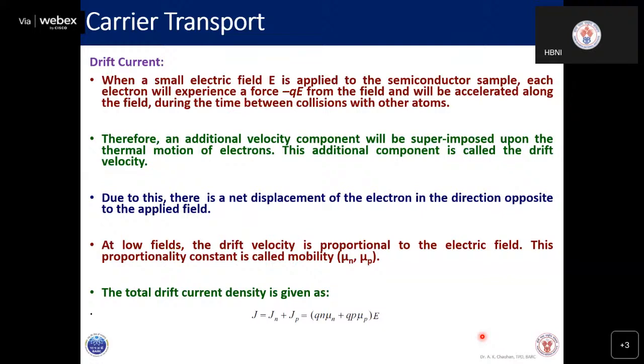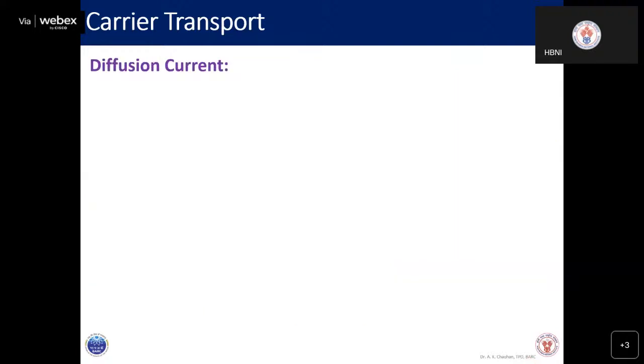So if both electrons and holes are there, the total drift current will be J equals the drift current due to electrons plus the drift current due to holes, that is, the charge q multiplied by n, the number of carriers, multiplied by mu n, plus the corresponding hole term, multiplied by E. So this will be the total drift current density. This was the drift current.